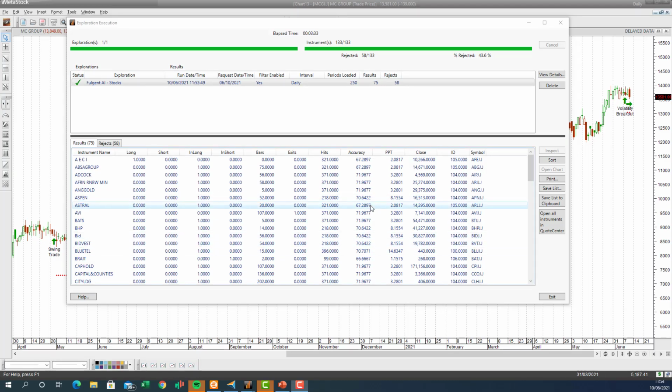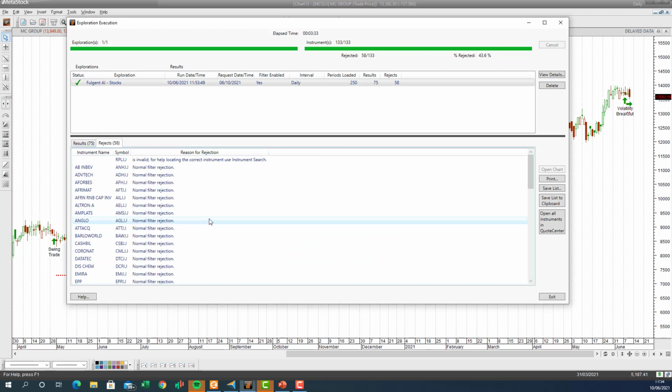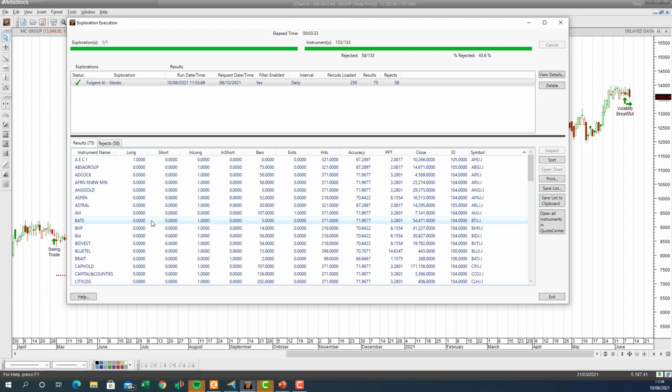So it took a couple of minutes for the AI to run the screen, look at all the 133 stocks, apply the 4 rules, and now we've got the end result. There's 75 where the AI is in a trade. There's 58 rejects. Rejects just means there's no recent signal on it. We can go and look at some of these a little bit later. But so here is the results page.